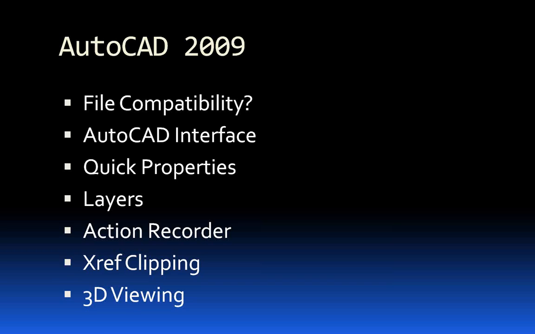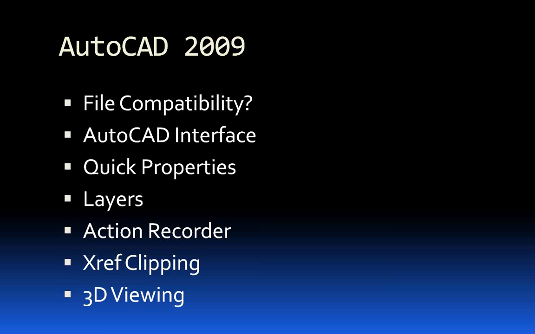For Civil 3D, most of the Civil 3D objects in 2009, you do not want to open those in 2007. They will not work correctly. So once you start working on a project in Civil 3D 2009, you're going to have to continue in 2009 for that project.